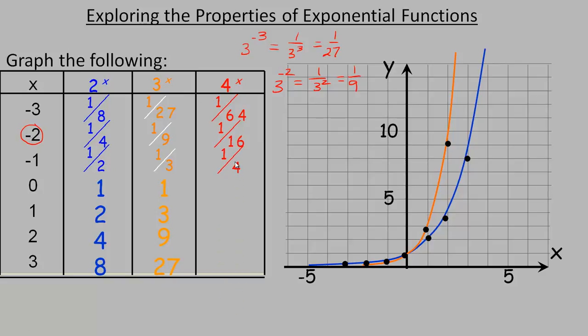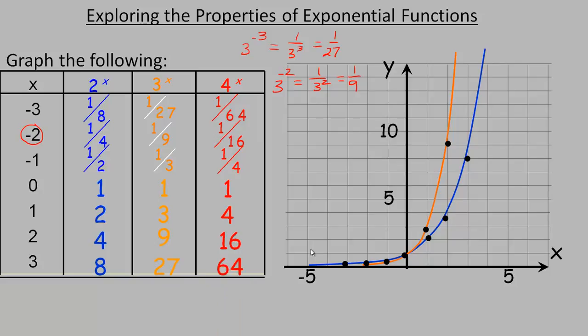4 to the power of negative 1 is a quarter, or 1 over 4 to the first. 4 to the power of 0 is 1, just like all these were. And then put 1 in here. 4 to the power of 1 is 4. And then 2, 4 squared would be 16. And then 3, 4 cubed is 64.